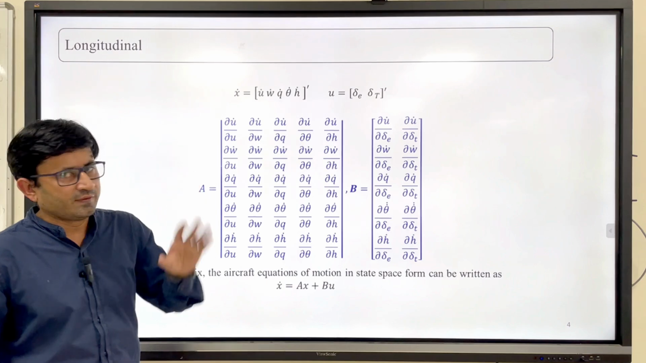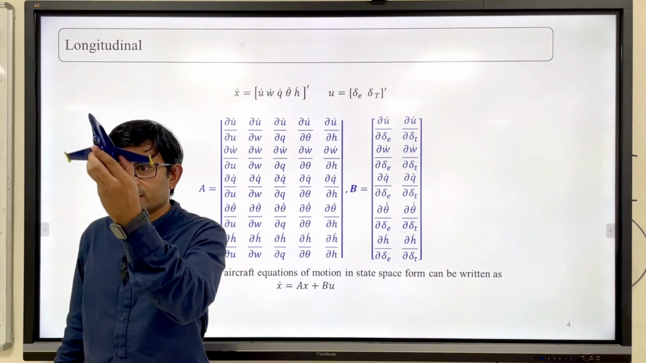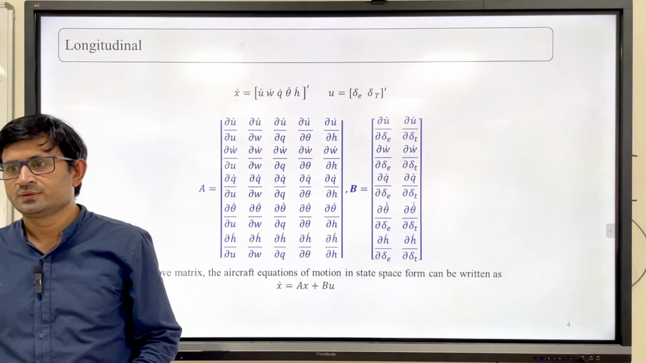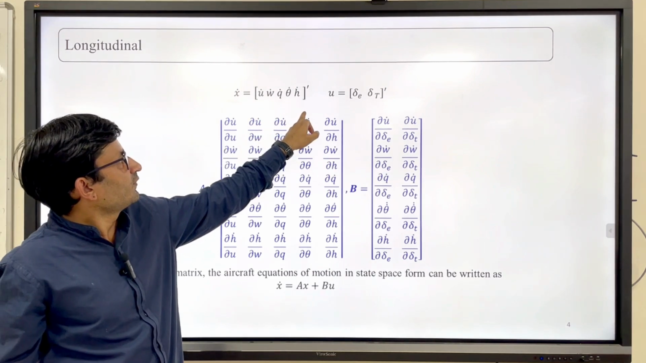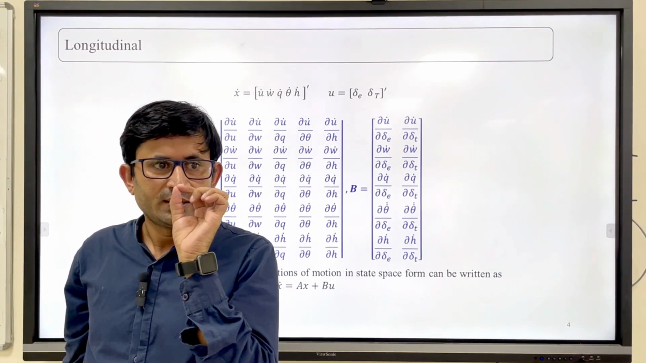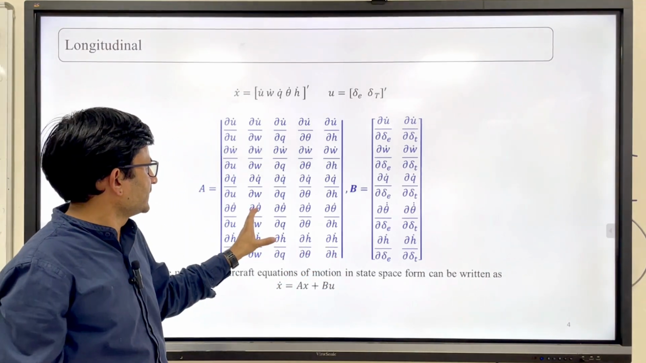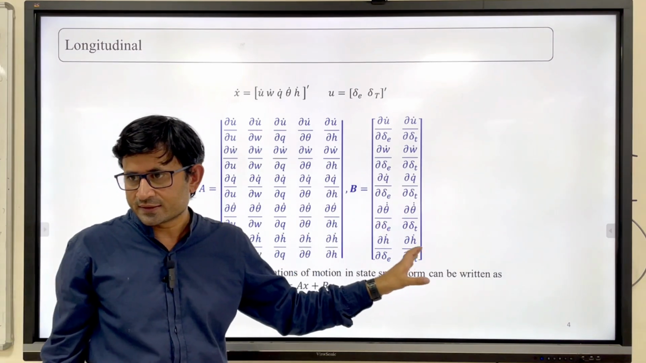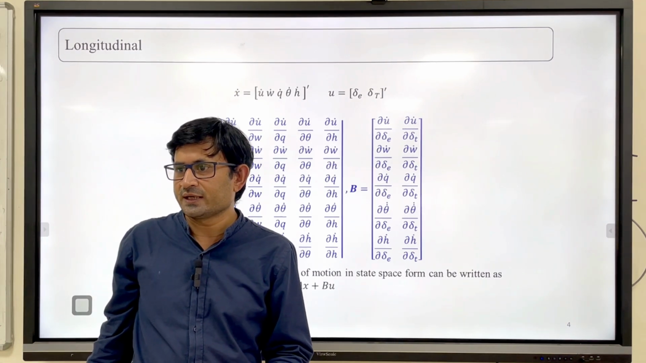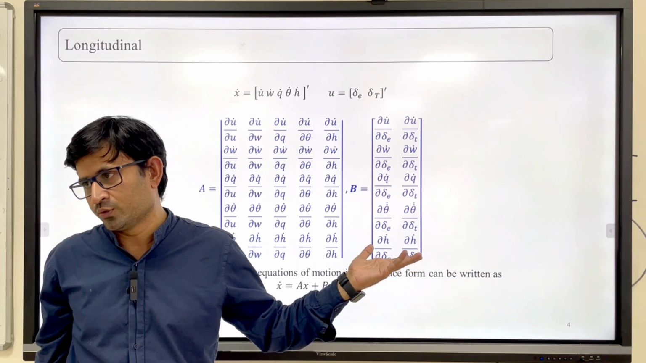So we will take the longitudinal case. In the longitudinal case, what is our interest? U, W, Q, theta and height H. These are the 5 variables and 2 inputs, delta e and delta t. What I have told you, using Taylor series, you can actually do for this case also. You can find out the A and B matrices. Simply you are finding the Jacobian. Like f of x equals x square minus 1, the case we have done, right? So similarly you can do this case also.